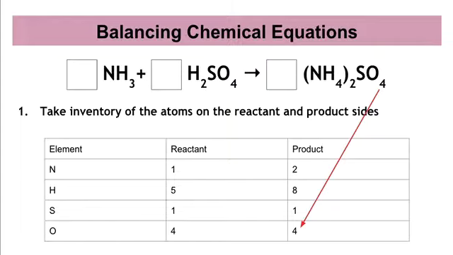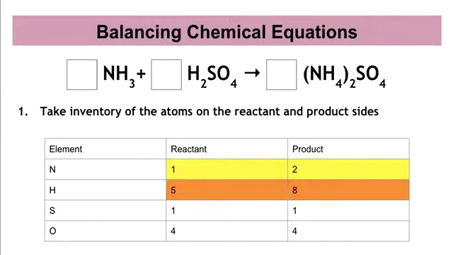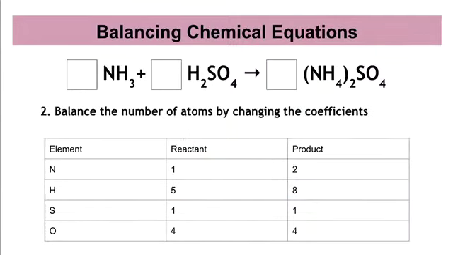You can now see that not everything balances. If you look at nitrogen, I have 1 on the reactant side, but 2 on the product side. That's not possible. On hydrogen, I have 5 on the reactant side and 8 on the product side. That's not possible either. Sulfur and oxygen are fine. I have one sulfur on each side, and I have 4 oxygens on each side. They're balanced. So, how do we go about balancing? We play around with the coefficients.